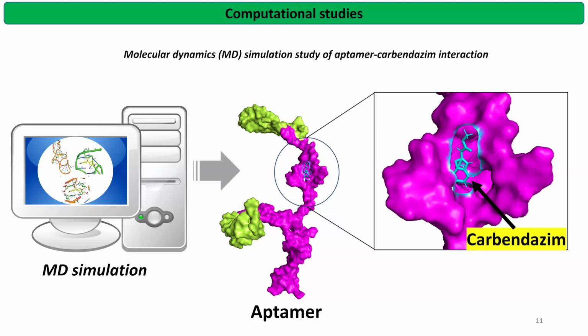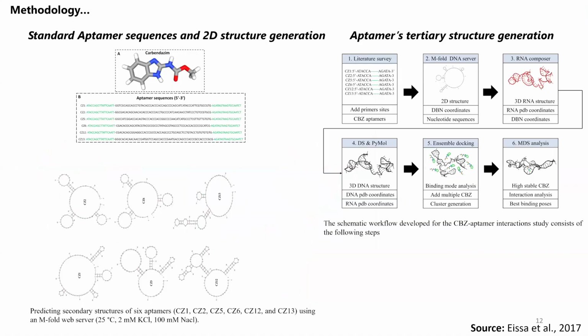So we generated a pipeline, in which we explore how we can modify and generate the aptamer and improve its sensitivity and specificity. For this reason, we use the standard aptamers. We use 6 standard aptamers which are already available for the carbendazim molecule, and their names are CZ1, CZ2, CZ5, and so on. This is the secondary structure we drew with the help of the Ampoule server, and this is the overall pipeline.